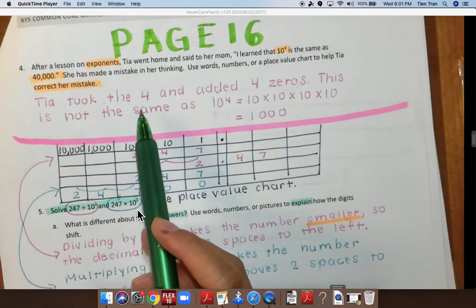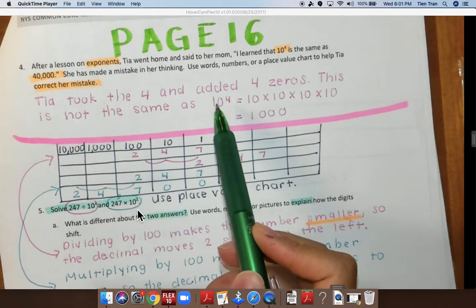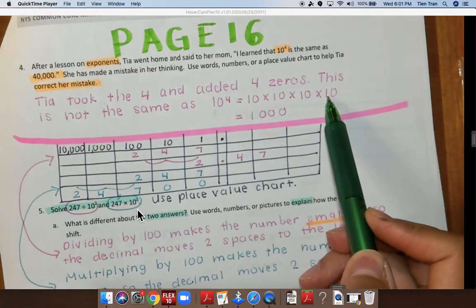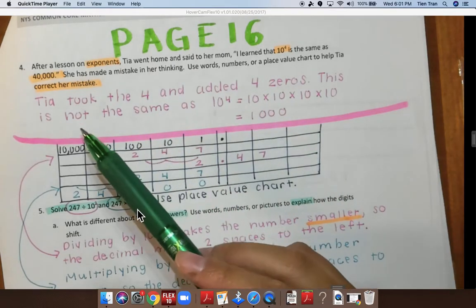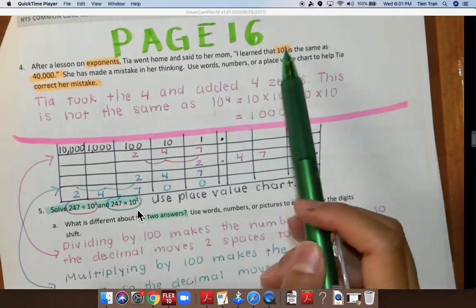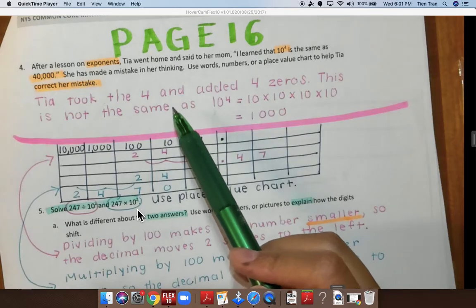So Tia took the 4 and she added 4 zeros. This is not the same as 10 to the power of 4. 10 to the power of 4 means 10 times 10 times 10 times 10, right? So that would give you 10,000. So she did not do that correctly. She probably thought, oh, 10 to the power of 4 means I put 4 and then I add 4 more zeros. So that's incorrect.